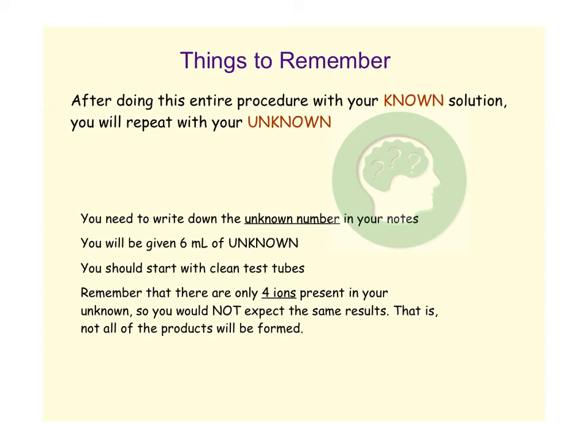So if the first time you got bright yellow to confirm the presence of lead, the second time you don't get it, think about what that could mean. Do you have that ion present? You will be given an unknown number with your unknown. You need to make sure you write that down so we know which unknown you have. Once again, you'll be given 6 mils. That's enough for 3 trials. You can run this lab 3 times with your unknown.